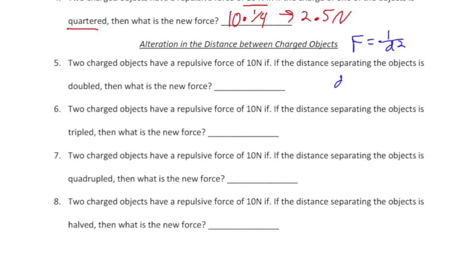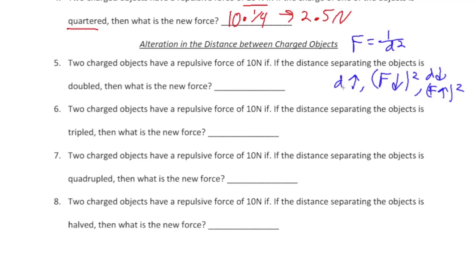So this is just telling us that if distance increases, force is going to decrease, but it's going to decrease by a squared amount, right? And then if distance decreases, force is going to increase, and again, it's going to be by a squared amount. And we'll see that in our problem right now. Two charged objects have a repulsive force of 10 newtons. If the distance separating the objects is doubled, what is the new force?